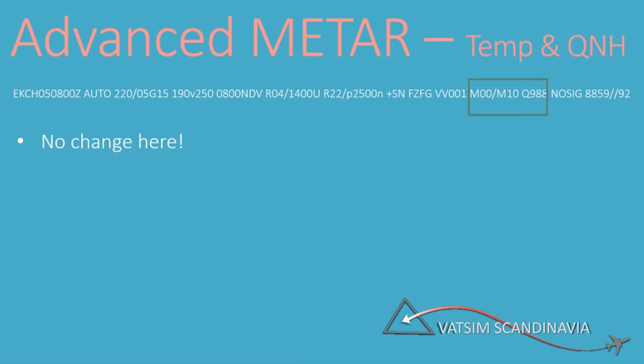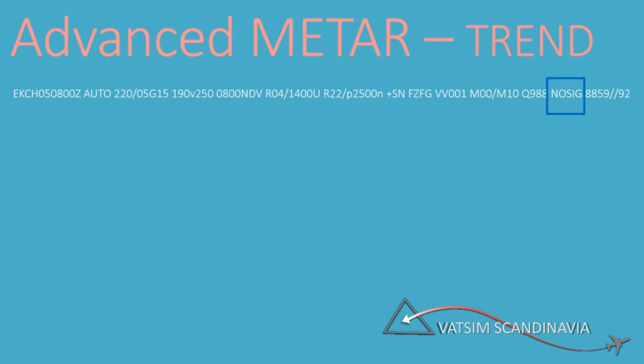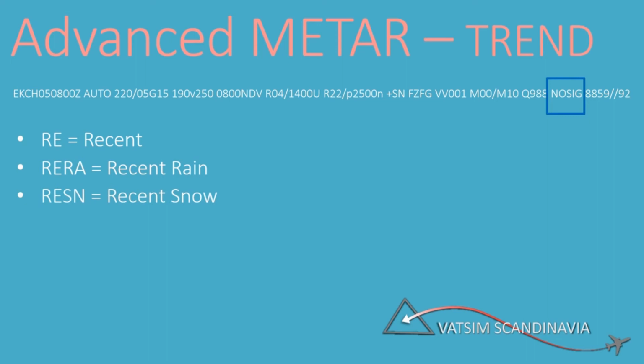Now, moving further along, you have the temperature and the QNH. Not much change here, except of course you can have minus degrees as well. And lastly, of course, you have the trend. We already went through the different trends. Another one which might be a good thing to know is when you have the RE come up as a trend. This is not a prediction of what will happen, but something that has recently happened, such as recent rain or maybe recent snow.